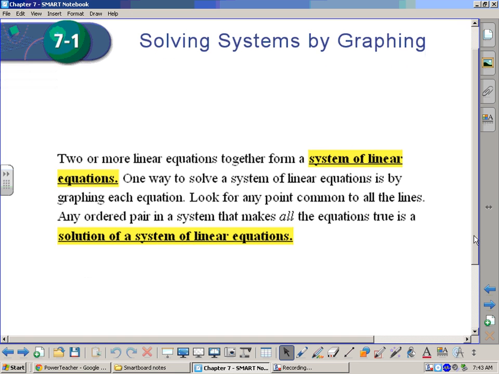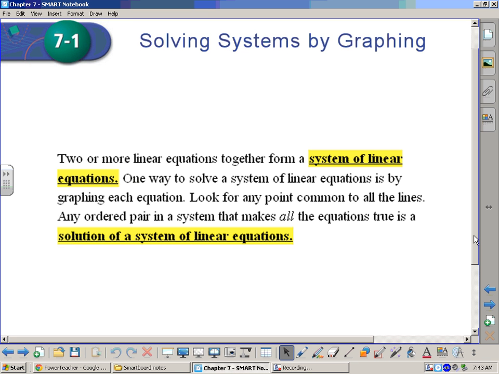Here's the definition of a system of equations. It's two or more linear equations. Now we learned what linear equations were in Chapter 6. An equation y equals mx plus b is a linear equation. Ax plus by equals c is another linear equation. And then the point slope formula as well. So those are all linear equations.